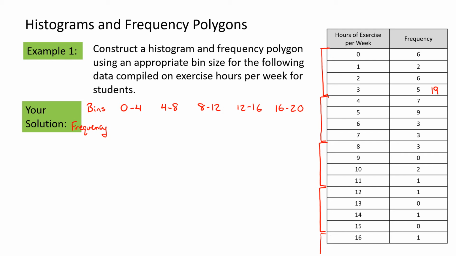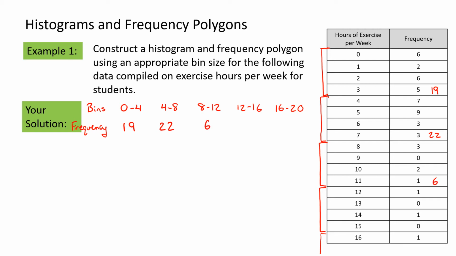For our second bin, from 4 to 8, we have 7 and 9 is 16, plus 3 is 19, and 3 is 22. Okay, just adding up our frequencies together. So if I write them here, we get 19 and 22. For our third bin, we have 3 plus 0 is 3, plus 2 is 5, plus 1 is 6.